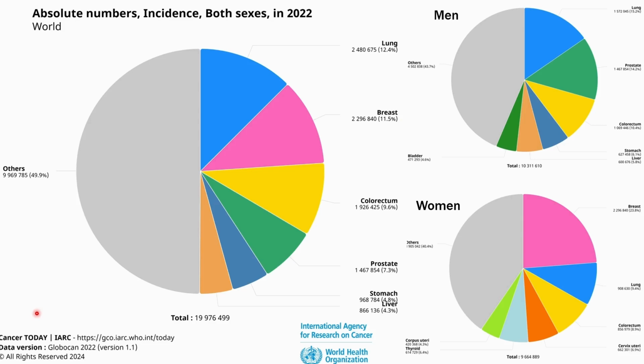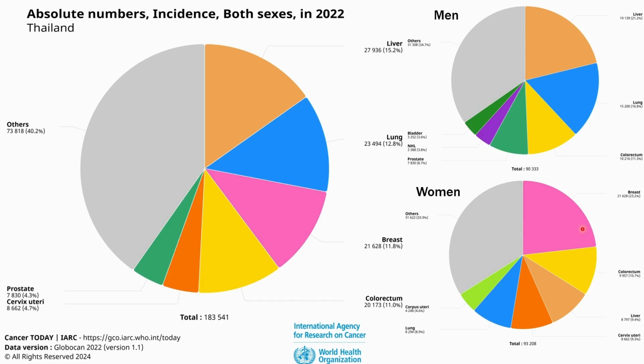If you look at the different types of cancers in the world, the highest is lung cancer. But if you categorize it by men and women, the highest occurrence in men is lung cancer, the most probable cause being tobacco smoking, and then prostate cancer. But in women, the highest incidence is breast cancer. In Thailand, among men the highest cancer is liver cancer, and among women it is breast cancer.